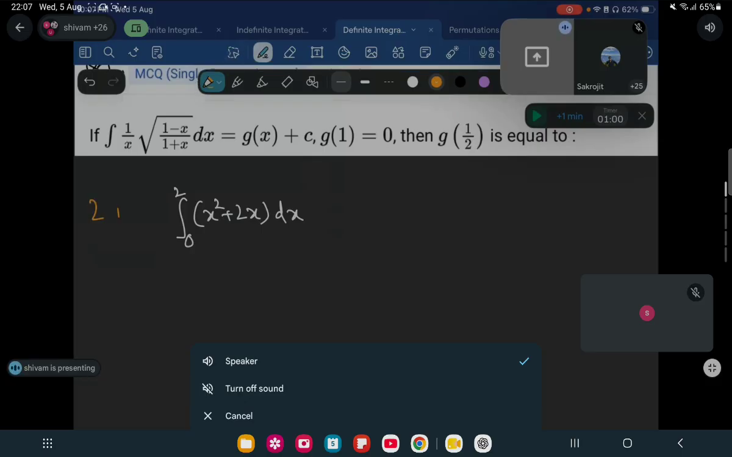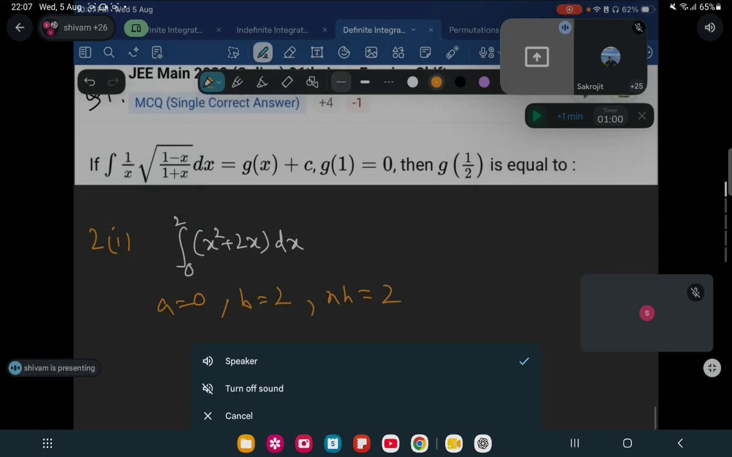This is number 2, part 1. Okay. So over here, what is the value of a? a is equal to 0, b is equal to 2. So what is nh? nh is equal to 2. Remember, up to this much, I hope it is clear to everyone.